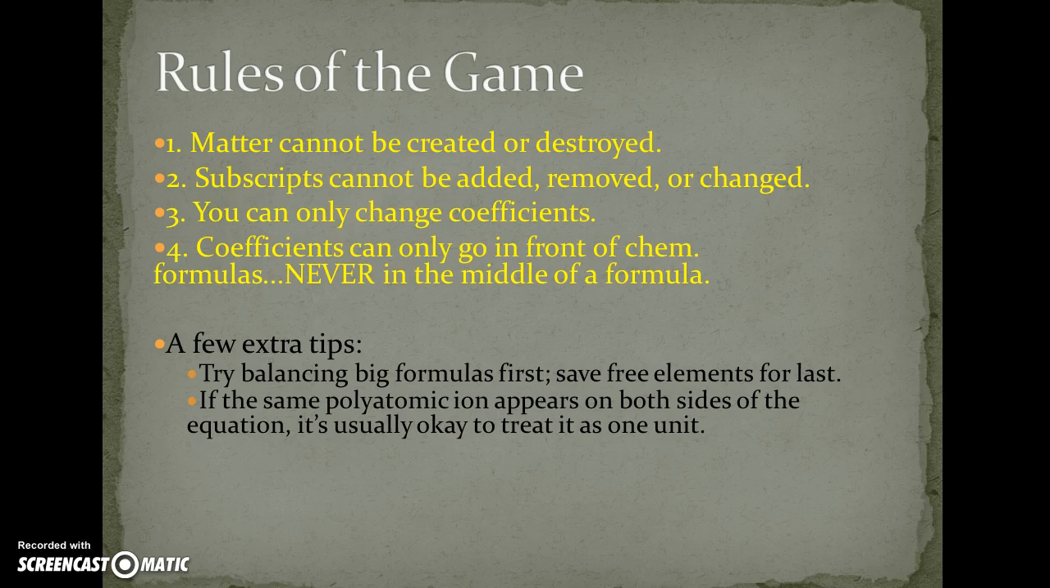The second thing is, if the same polyatomic ion appears on both sides of the equation, it's usually okay to treat it as one unit. So let's say we have SO4 on the left and on the right we have SO4. That probably means that the S and the O go together and that they didn't change. So we can treat that as one. We don't have to treat it as an S separately and an O4 separately. Okay, we're going to talk about that more in class.